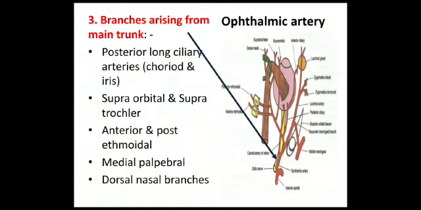So branches which arise from the main trunk are posterior long ciliary arteries, which supply the choroid and iris of the eyeball, the supraorbital and supratrochlear arteries, anterior and posterior ethmoidal arteries, medial palpebral arteries, and dorsal nasal branches.